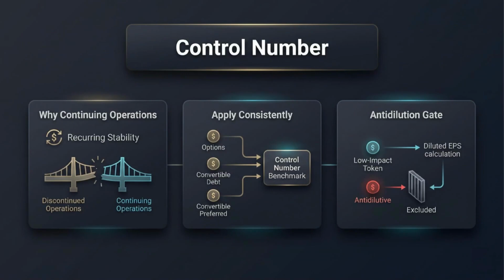The control number is income from continuing operations available to common shareholders. This is the benchmark used to test dilution. We do not test dilution casually against whichever income subtotal looks convenient. The control number keeps the diluted EPS decision consistent, especially when discontinued operations or unusual components could distort total net income. The same control number logic applies across the potential common shares being tested.